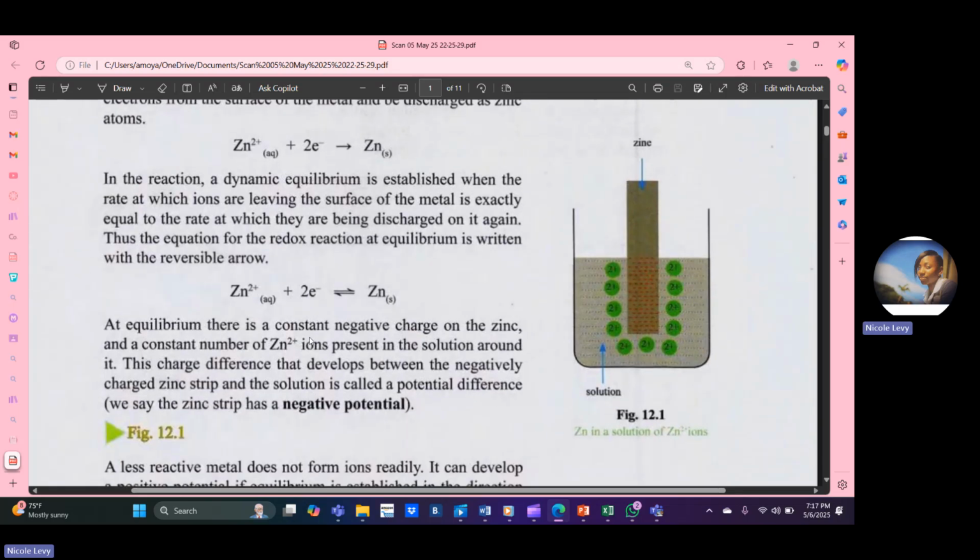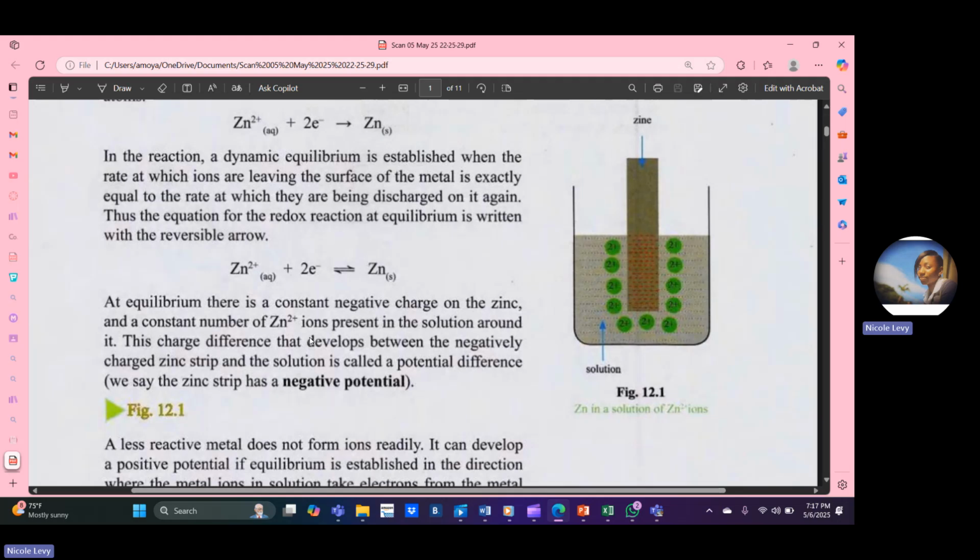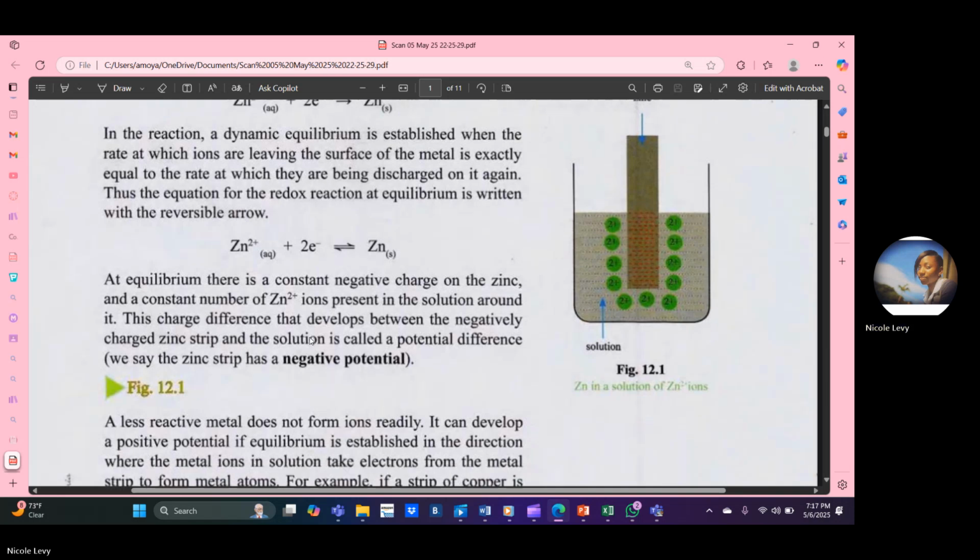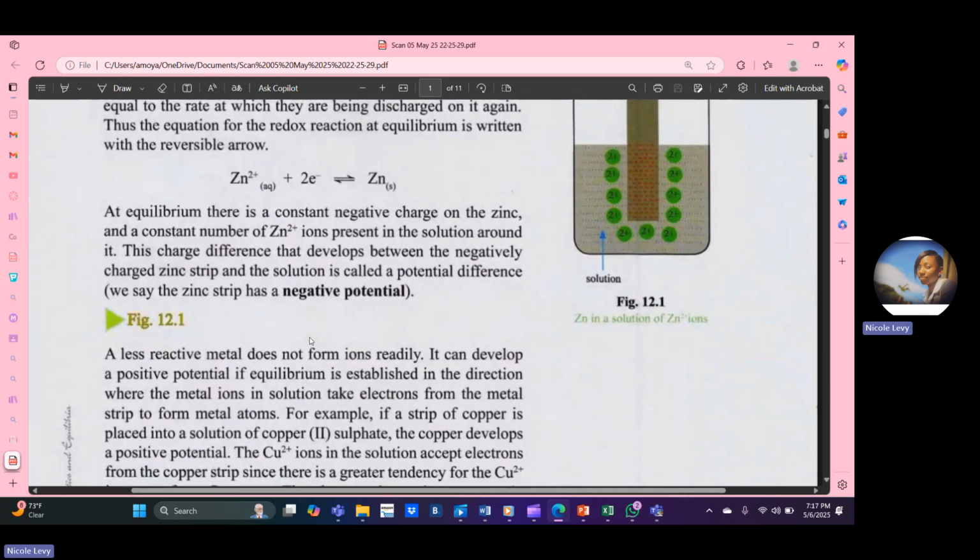Right? So when that happens, we have the rate of the forward reaction being equal to the rate of the backward reaction. The same way the zinc metal is breaking down to give us the ions and the electrons is the same way the ions and the electrons are recombining to give us back the zinc atom. At equilibrium, there's a constant negative charge on the zinc and a constant number of Zn2 plus ions present in the solution around it.